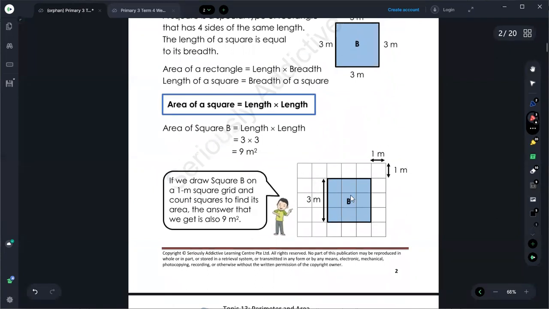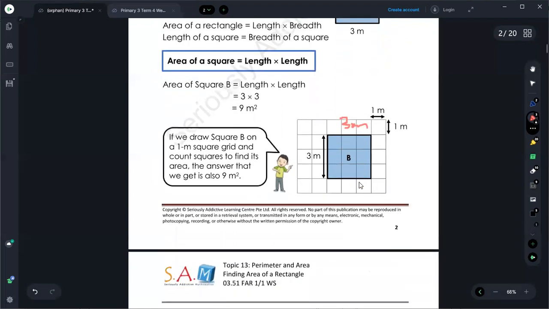Now, what happens if you only know one dimension? In other words, you only know the length of the square. Are you still able to find the area? The answer is, yes. Test them, because for squares, the length is the same for all 4 sides. So if the breadth is 3 meters, then the length is also 3 meters. So 3 times 3 equals 9 meters square.